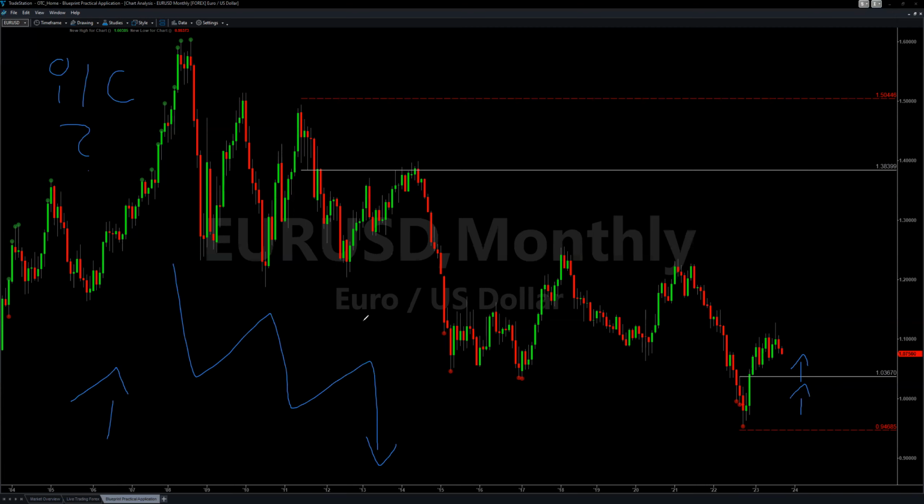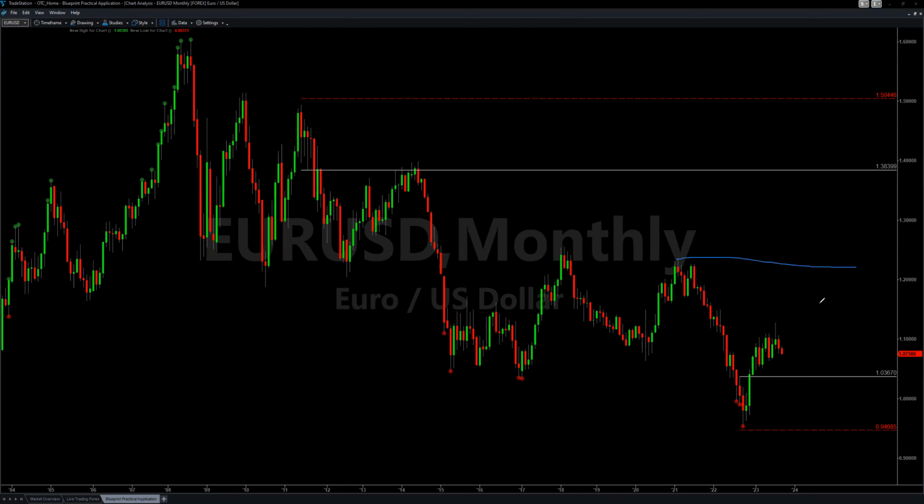What is it? If you want to buy here, it is a correction, right? You want to trade the correction. That means it makes absolutely no sense to expect or to have a take profit above the latest lower high. It makes no sense. Why?